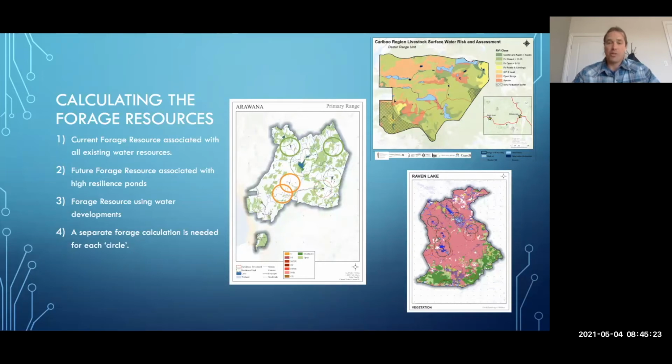And so we could put these polygons or these buffer zones on potential locations where water developments might provide access to a different region of the range unit, and then we can recalculate our carrying capacity or our forage resource based on investing in the range unit. So generally what you need is a separate forage calculation for each circle to do that, so for each buffer zone and off of each pond. But you can also add all the forage categories together, and come up with a less complicated spreadsheet, I guess, depending on what your needs are.